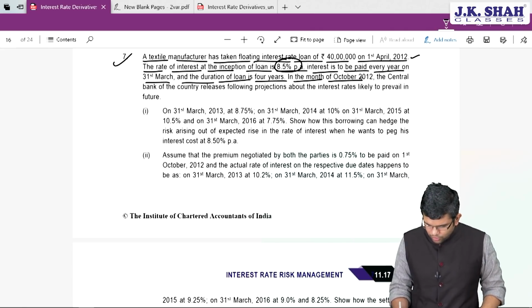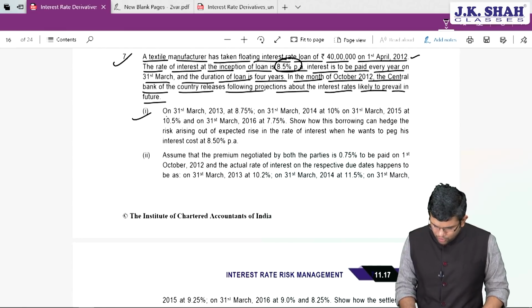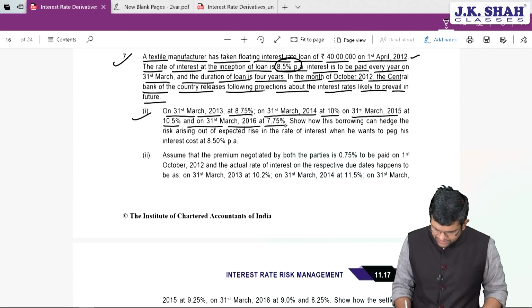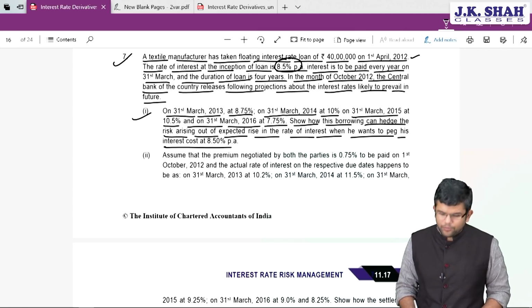In the month of October 2012, the Central Bank of the country releases the following projections about the interest rates likely to prevail in the future. On 31st March 2013 at 8.75%, 31st March 2014 at 10%, 31st March 2015 at 10.5%, and on 31st March 2016 at 7.75%. Show how this borrowing can hedge the risk arising out of the expected rise in the rate of interest when he wants to cap or peg his interest cost at 8.5% per annum.